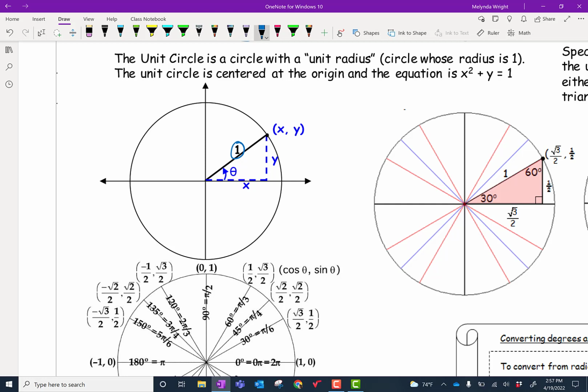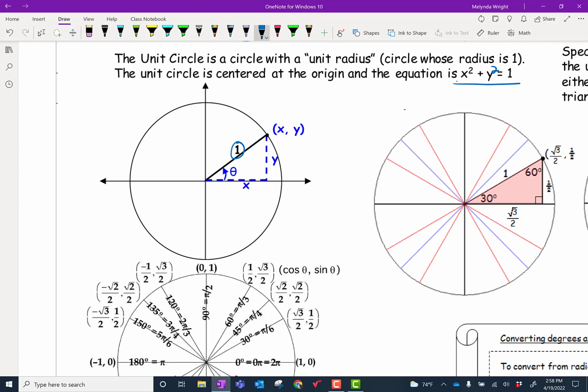If we wanted to write the equation of the unit circle, it would be x squared plus y squared equals 1. We're really not going to need the equation in this unit, but that would be the equation of that circle. Okay, so let's talk about the unit circle and how things are oriented.